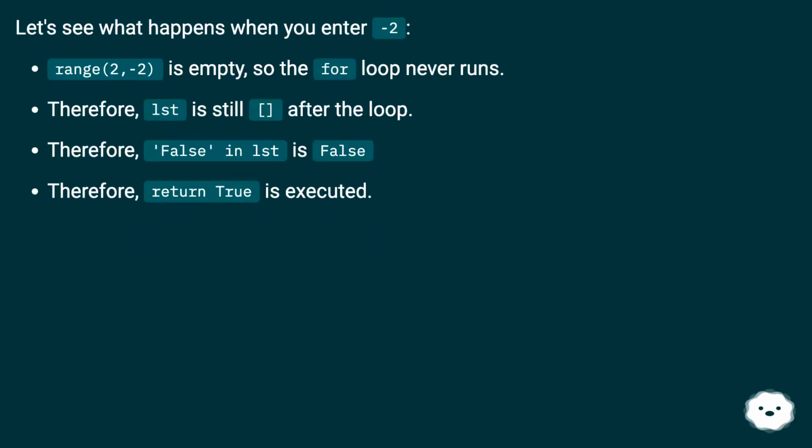Let's see what happens when you enter -2. Range(2, -2) is empty, so the for loop never runs. Therefore, lst is still empty after the loop. Therefore, False in lst is false. Therefore, return True is executed.